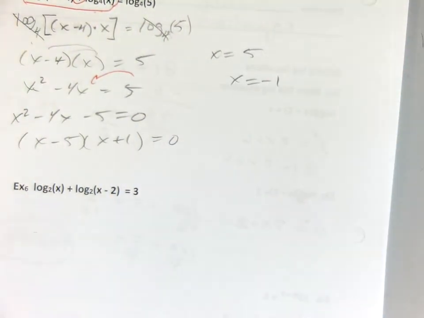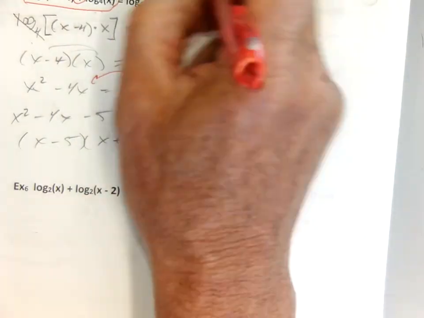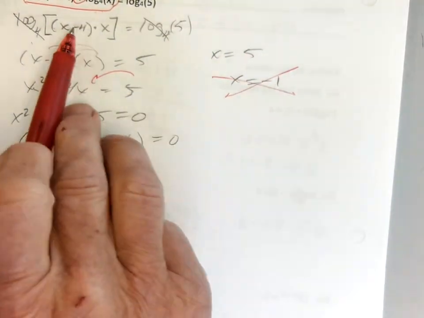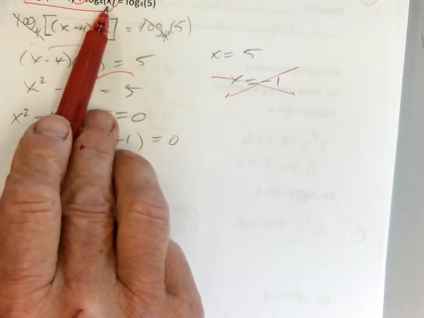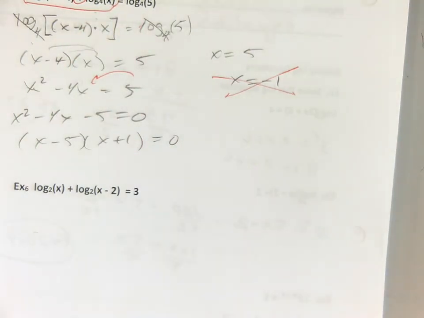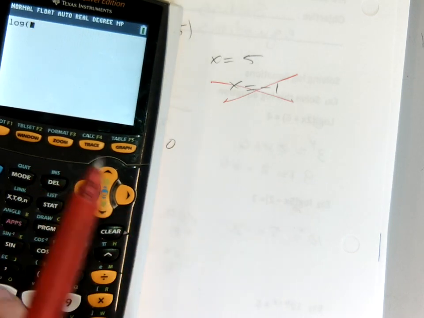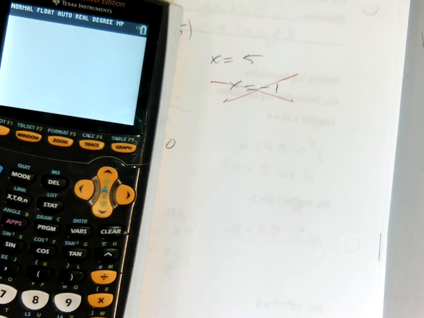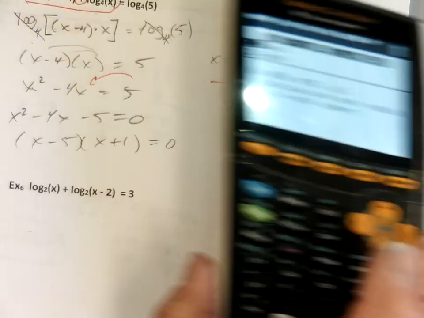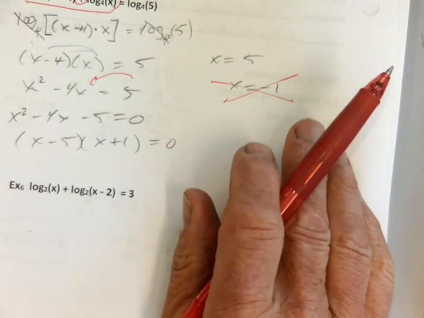But I have to be careful because one of the things we've talked about is logs cannot be 0 or negative. I know that rule, so I'm going to throw out the negative 1 because right here, if I have a log of negative 1, it won't work. I'm done. Check it out. Seriously, log negative 1, no bueno. Bad answer.